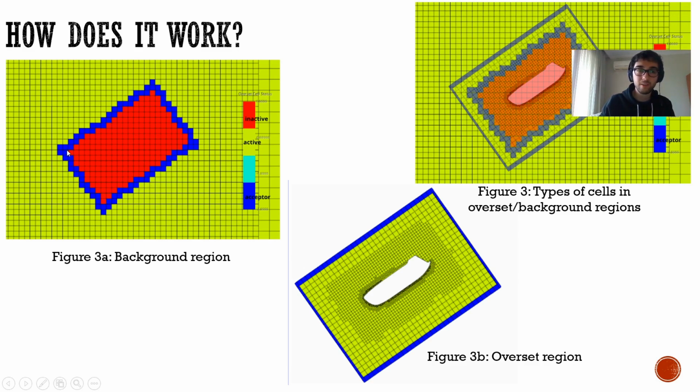But wherever there is an inactive cell in the background region, there will be a corresponding active cell in the overset region, and depending on the regions, there will be the acceptor cells. So you can see the difference.